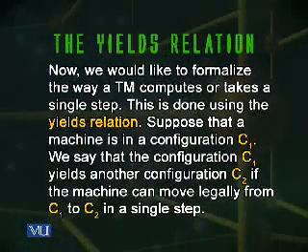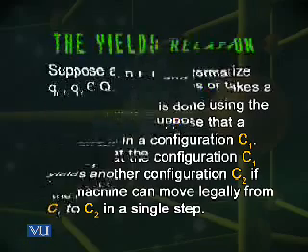Now what we would like to do is formalize what it means for a Turing machine to take one step. This is done in terms of configuration. Let's say that a Turing machine is in a configuration C1. We say that a configuration C1 yields another configuration C2 if the machine can move legally from C1 to C2 in a single step. Let us be a little more mathematical and formal with this definition.